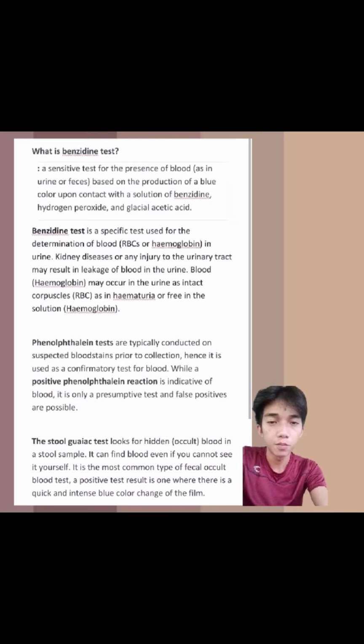Second is the phenolphthalein test. It is typically conducted on suspected bloodstains prior to collection. Hence, it is used as a presumptive test for blood. While a positive phenolphthalein reaction is indicated for blood, it is only a presumptive test and false positives are possible.